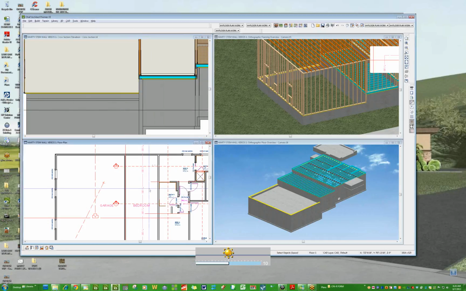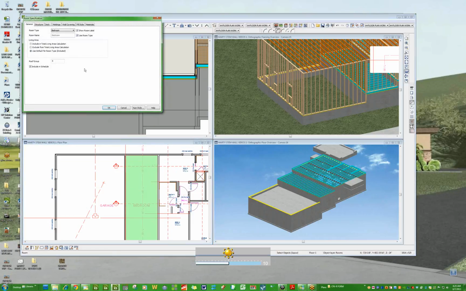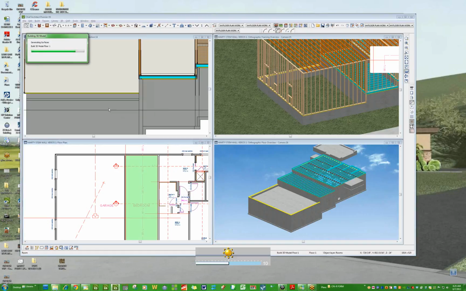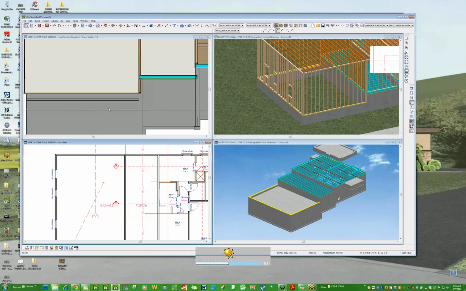Let's change this back to a porch and see what happens. Watch what happens right here. Porch. And I don't know if it's going to screw everything up or not. Yep, see, I got that stem wall there, but I don't have it here.